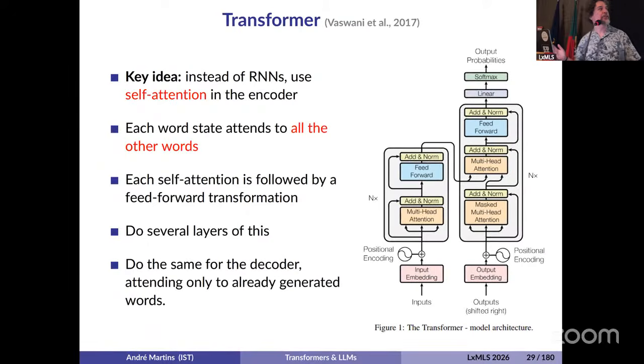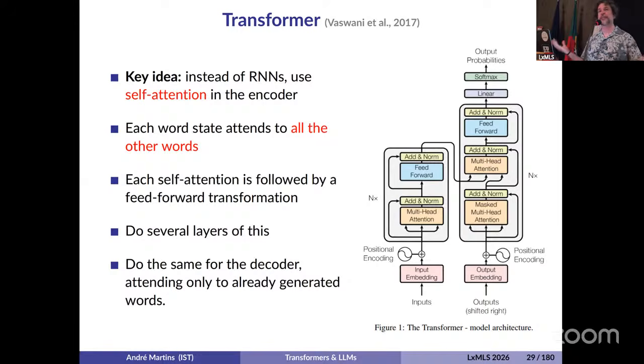So this is the famous picture that many of you might have seen in the Transformers paper called "Attention is all you need." The key idea is this: instead of RNNs, just use self-attention in the encoder, also in the decoder. Each word state is going to attend to all the other words. It's not just self-attention. In fact, there is a feed-forward transformation that follows. This is basically a feed-forward network that is applied in parallel to all the words in the sequence, sharing the weights.